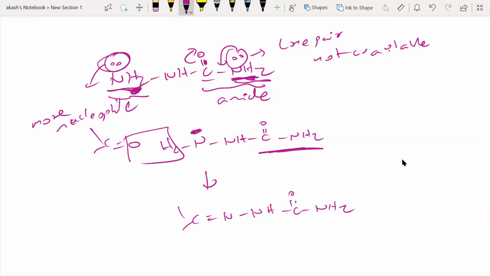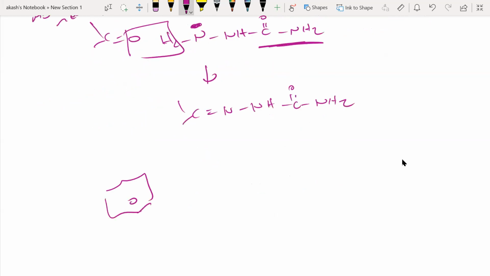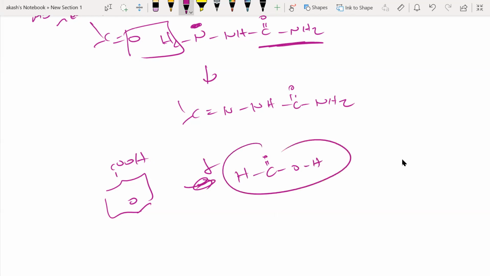Okay. Sir, one more question. They have asked the chemical test between benzoic acid and formic acid. Benzoic acid and formic acid. Okay. Now, this is your formic acid. Formic acid gives Tollens test.